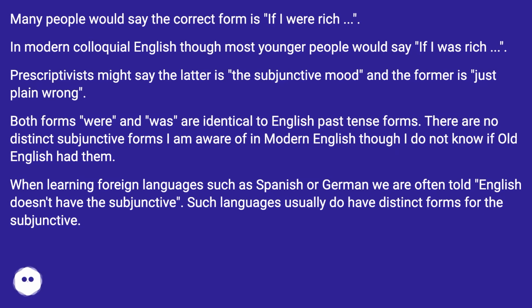Both forms, were and was, are identical to English past tense forms. There are no distinct subjunctive forms I am aware of in modern English, though I do not know if Old English had them. When learning foreign languages such as Spanish or German, we are often told English doesn't have the subjunctive. Such languages usually do have distinct forms for the subjunctive.